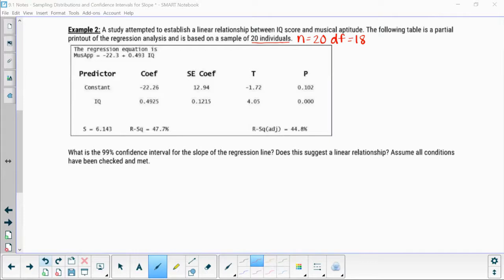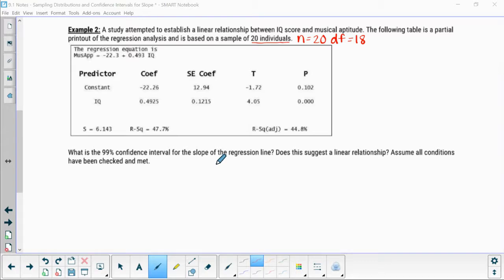A study attempted to establish a linear relationship between IQ score and musical aptitude. The following table is a partial printout of the regression analysis and is based on a sample of 20 individuals. So I have my computer output, and they are asking, what is the 99% confidence interval for the slope of the regression line? Does this suggest a linear relationship? Assume all conditions have been checked and met. Again, most likely that's what they're going to tell you.